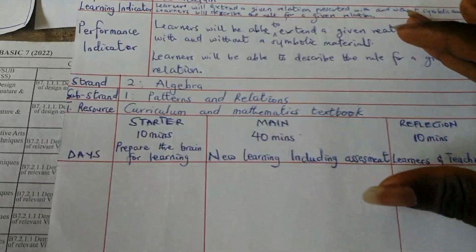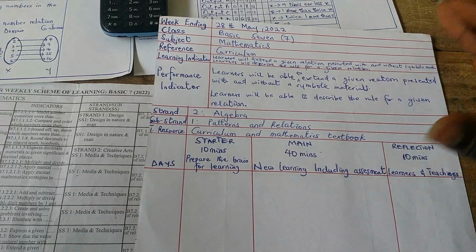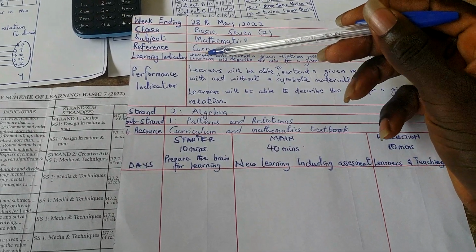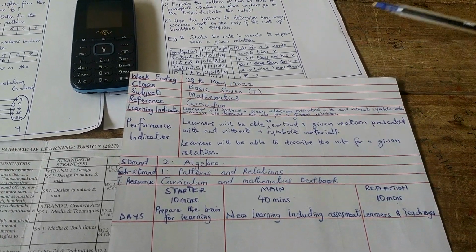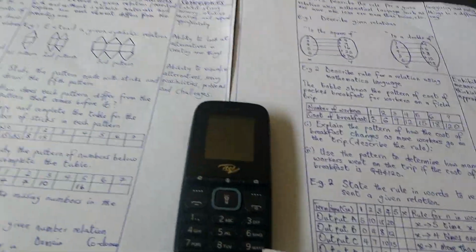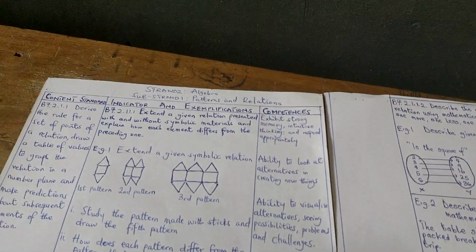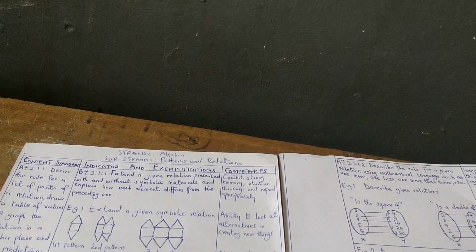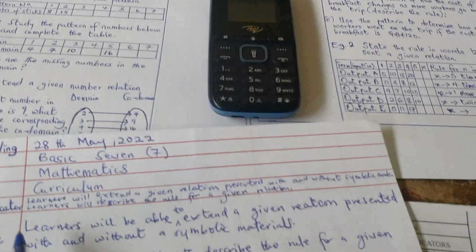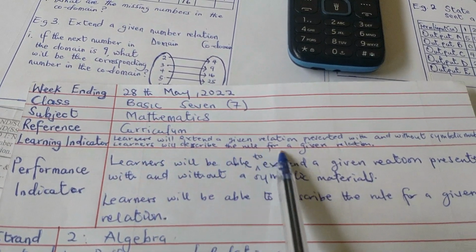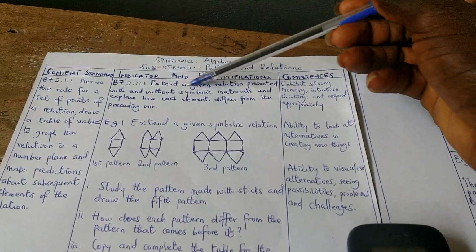Good. Now let's look at how to prepare the plan for Monday. Good. Now what am I teaching? Remember, we are going to teach them to extend a given relation presented with or without symbolic material. So the information is needed. You have to go to the curriculum, just as I told you. To do that, you need your curriculum. Good. So this is the indicator that we wrote at the learning indicator column: the learners will extend a given relation represented with and without symbolic material.